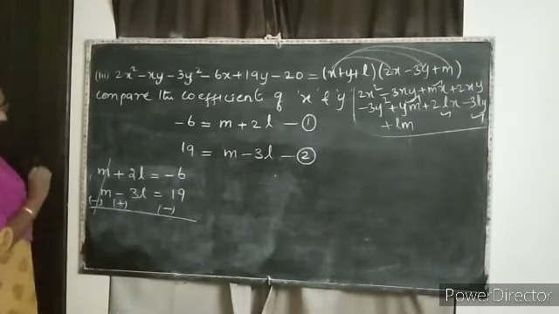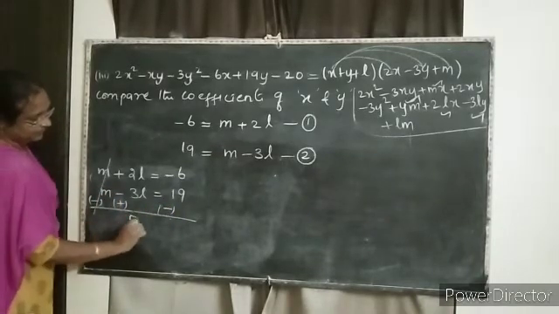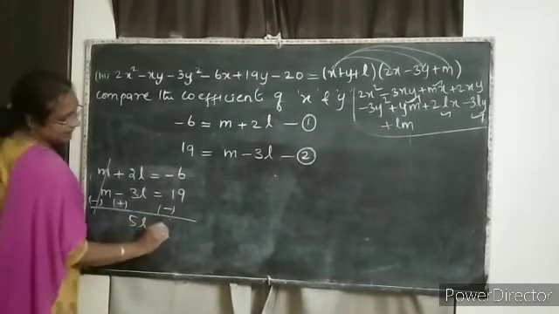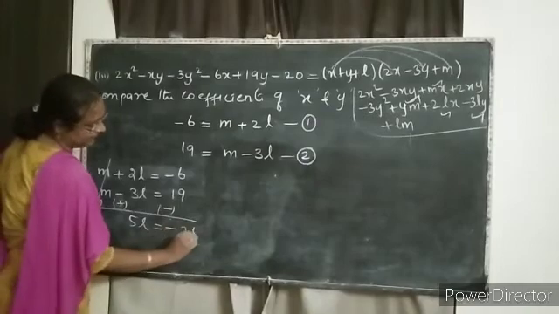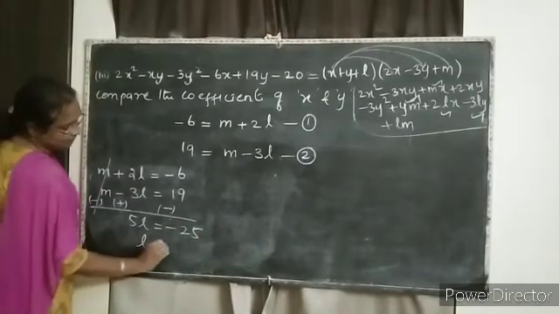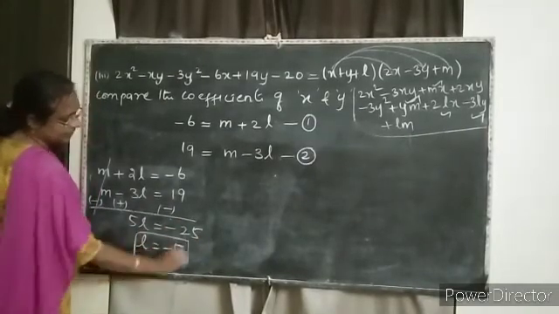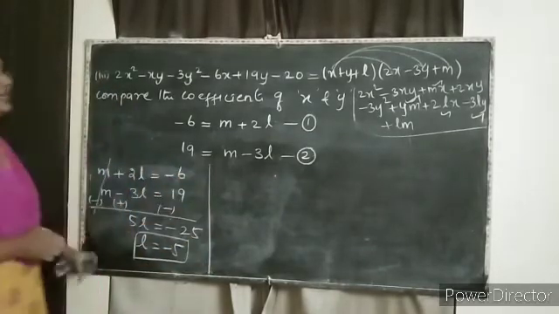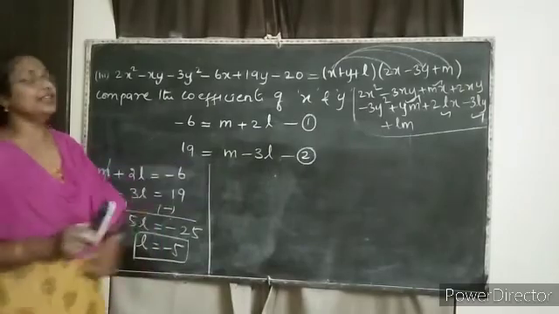So this is getting cancelled. Now this becomes what? 5l equal to, அப்போ இது என்ன வந்துருச்சு? -25. So what will be l now? -5. Did you understand? சரி, now we are going to eliminate what? l now. இங்க 2 இருக்கு, இங்க 3 இருக்கு.